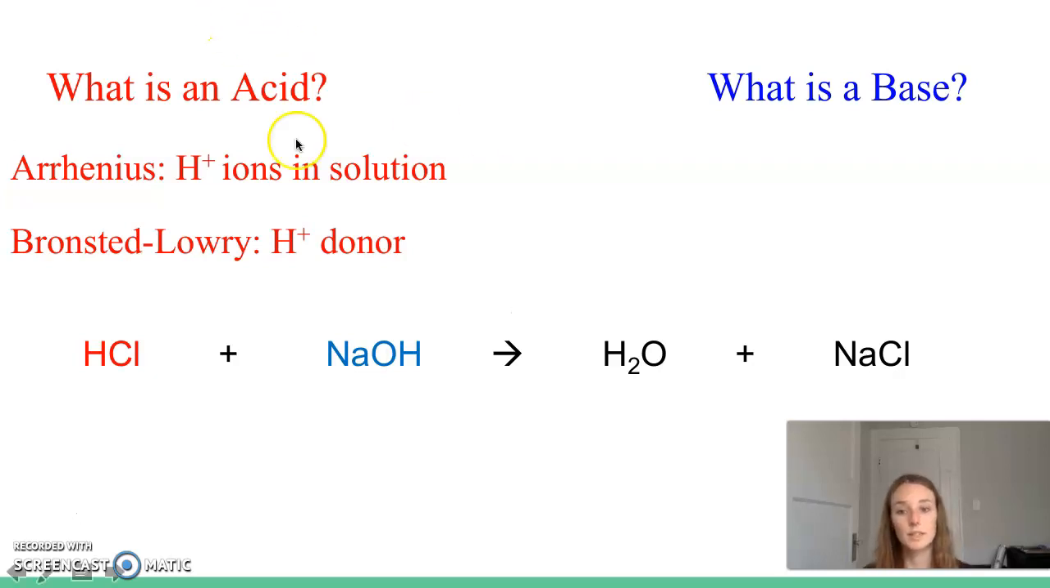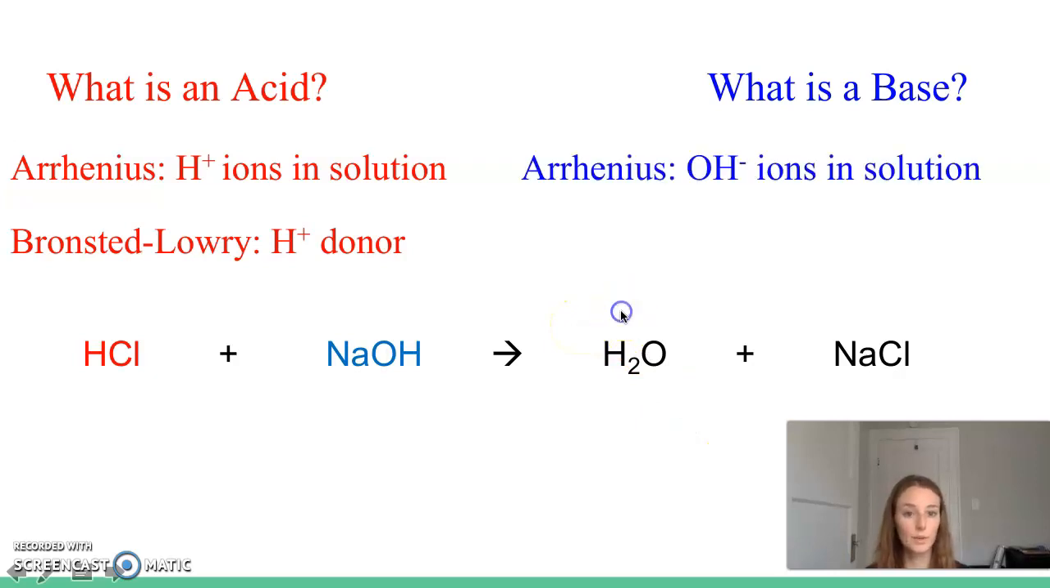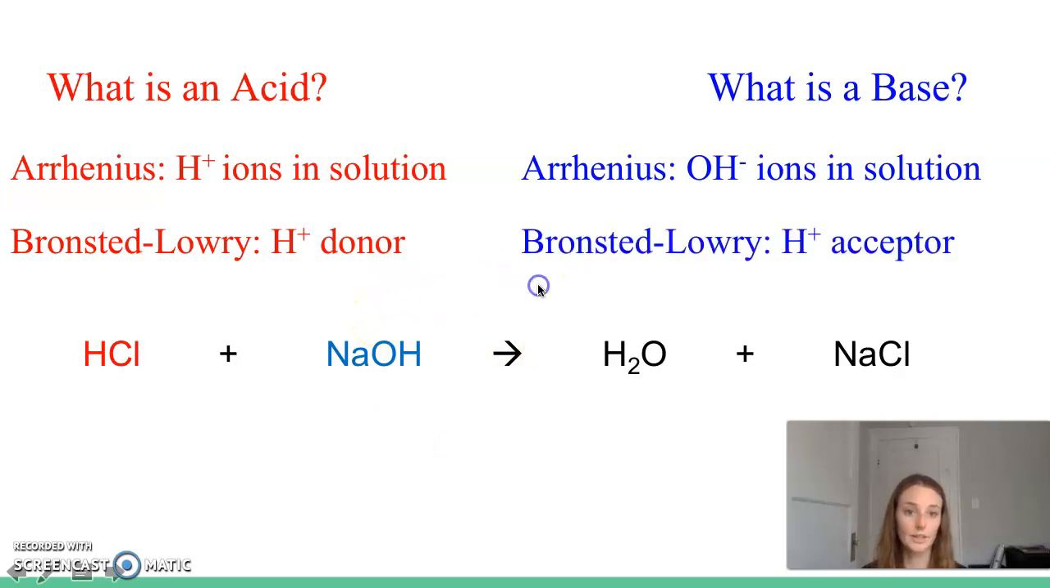So we see here the HCl in this case is our acid because it will donate when we come across this double replacement reaction. It will donate its hydrogen ion to the H2O, or to the OH. And then an Arrhenius base has OH- ions in solution, so that's why we see OH there, or hydroxide.